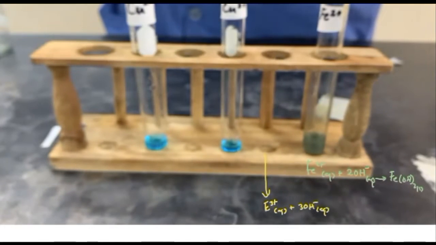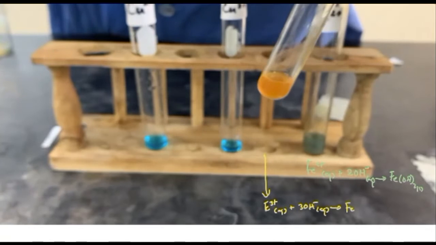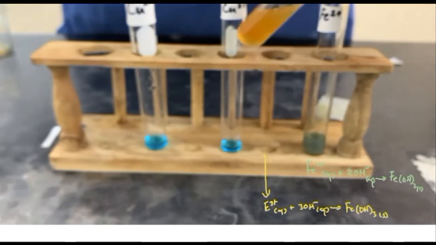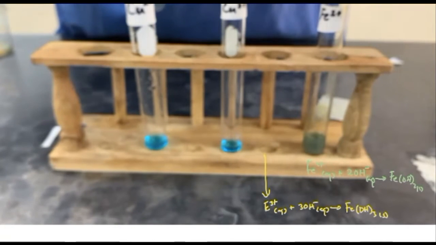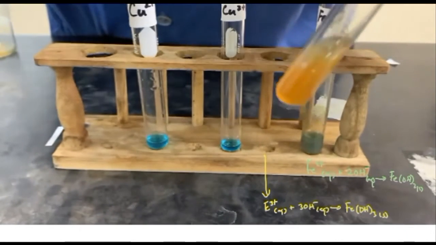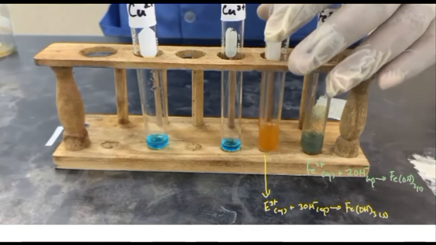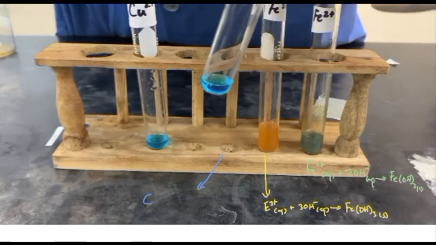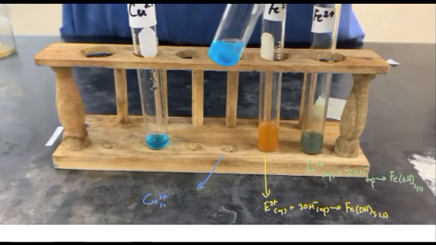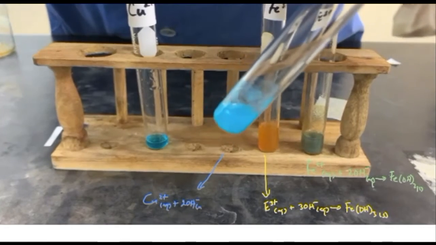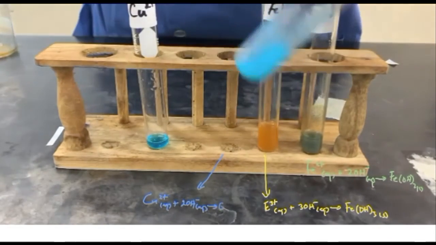Pour off some of that so we can add excess. And in excess, our precipitate still persists. So it's a little easy for the transition metal ions, seeing that they form a colored precipitate. So this is our copper 2 plus ions forming a blue gelatinous precipitate.